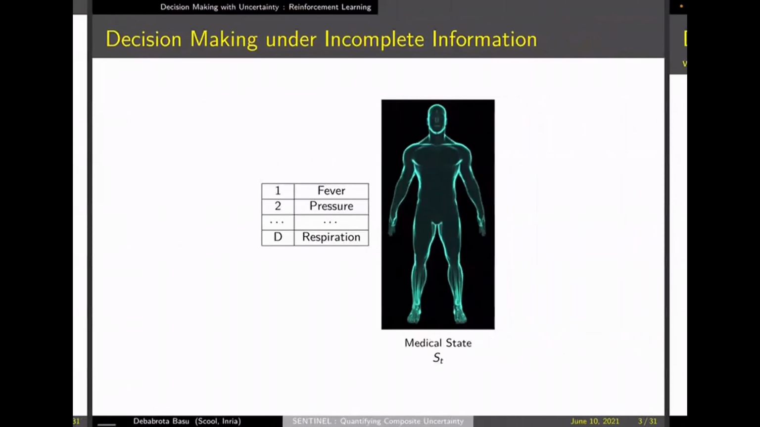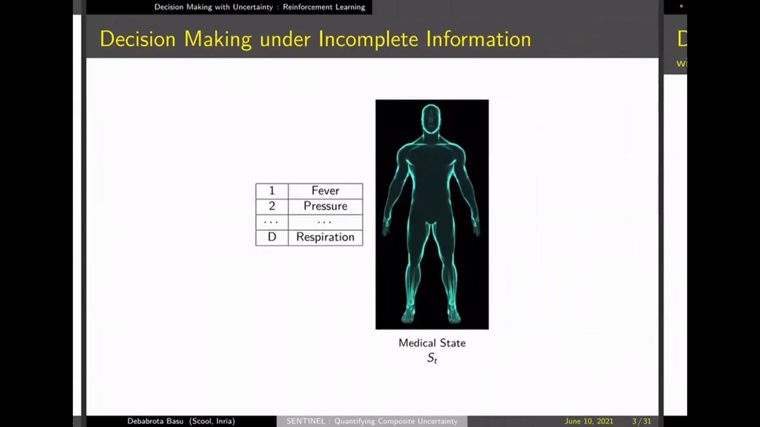So to start with, what is decision making? How does decision making under incomplete information look like? Let us consider a human being who has certain health conditions, like whether the person has fever, high pressure or low pressure, what the respiratory condition is, and all this. If we consider all these features together, that is a representation of the medical state of this person.